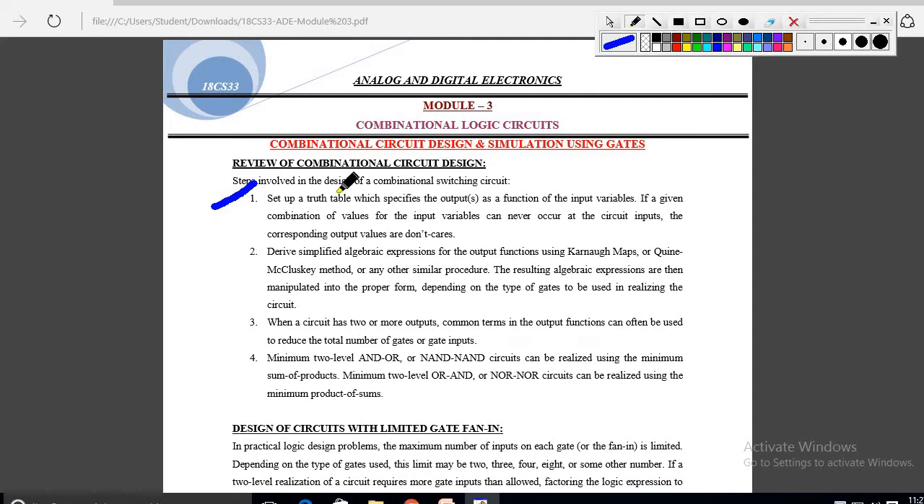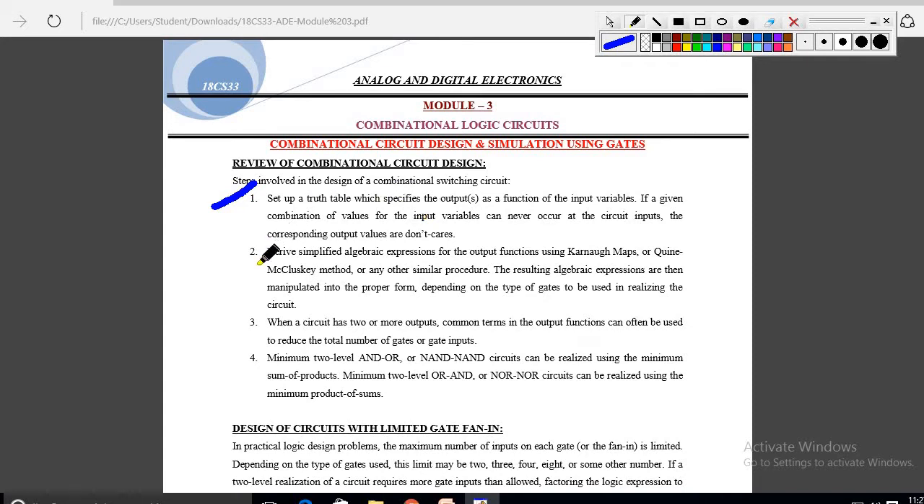The first one is to set up the truth table which specifies the output as a function of the input variables. If a given combination of values for the input variables can never occur at the circuit inputs, the corresponding output values are don't care. So first you have to maintain the truth table of that particular circuit, whatever it may be. While solving one design example I will show how exactly it will be. For the time being, you should just know the steps.